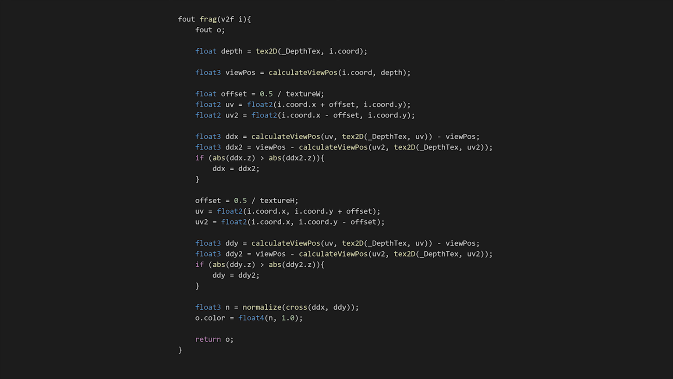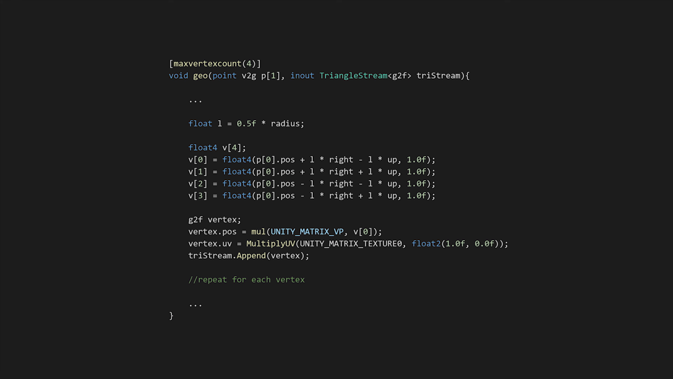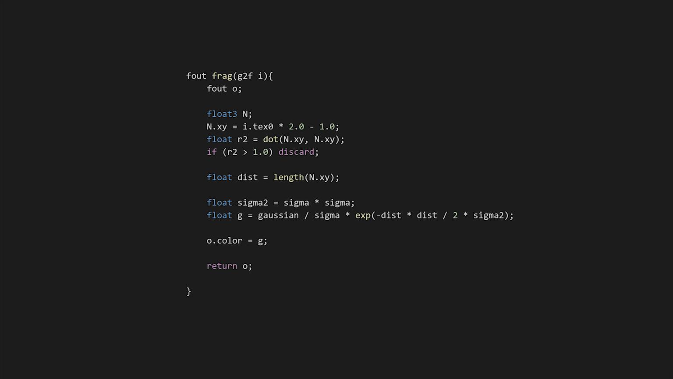At this point we used the blurred depth and calculated the normal. To do that we used the two tangent vectors and then calculated their cross product. For the thickness we rendered the particles again using a geometry shader to generate the quads. Then we used a Gaussian splat and reused the bilateral blur on the result.